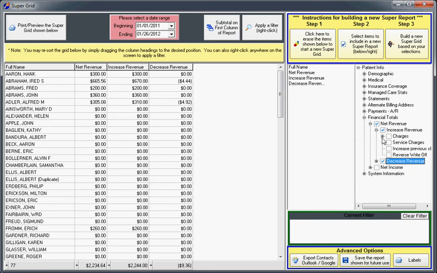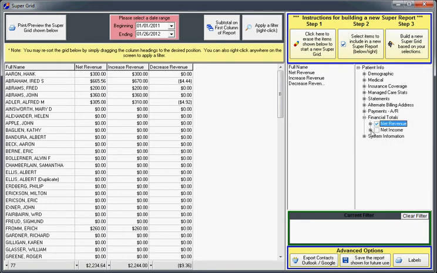If you want to know what decreased revenue is, we click on the plus sign. That's almost always insurance discounts or write-offs and client write-offs, the amount of money you've billed that you're simply never going to receive. Now, that's a discussion of net revenue. Let's look at net income.